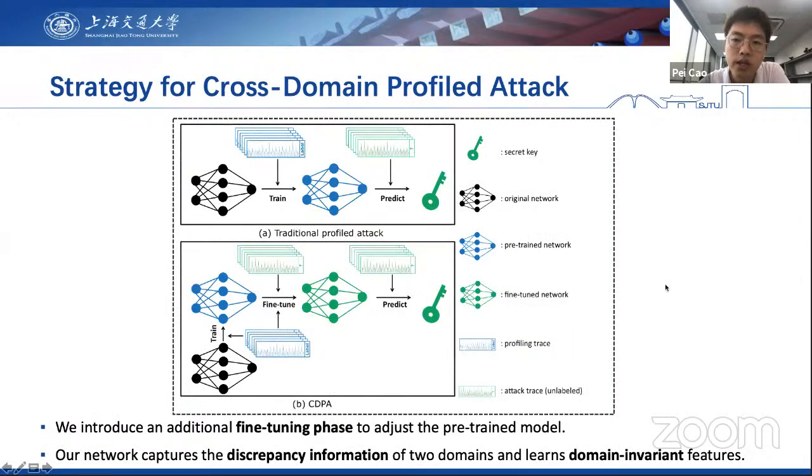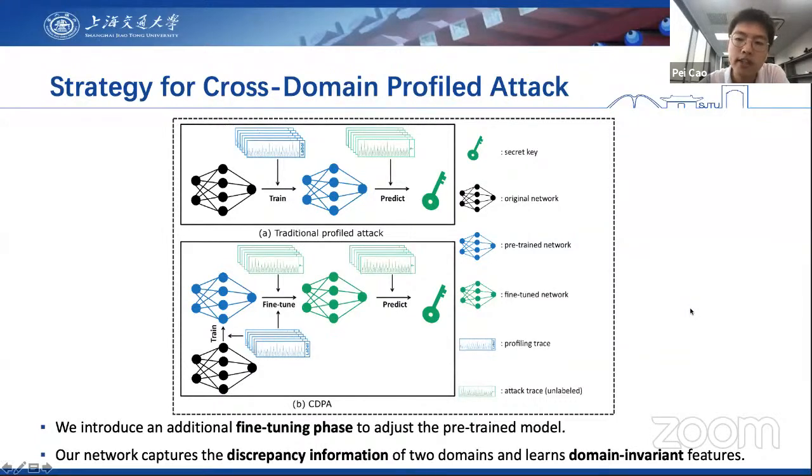So in order to address the portability issue, we propose to extend the traditional profiled attacks and introduce an additional fine-tuning phase to adjust the pre-trained model. Fine-tuning is a widely used technique in transfer learning for deep neural networks, where a few rounds of training are applied to the pre-trained model's parameters to adapt them to a new task. A straightforward approach for fine-tuning is to take a pre-trained model and then train parts of its parameters using the data from the target domain.